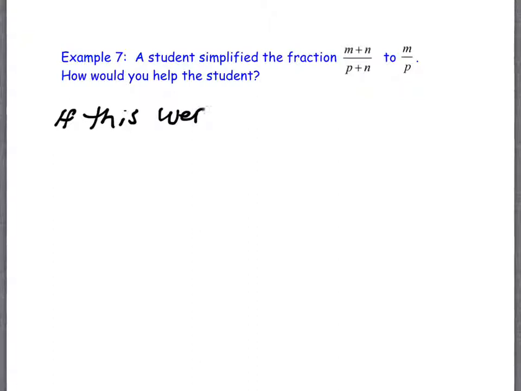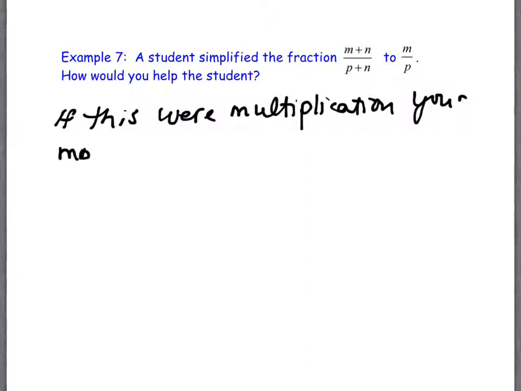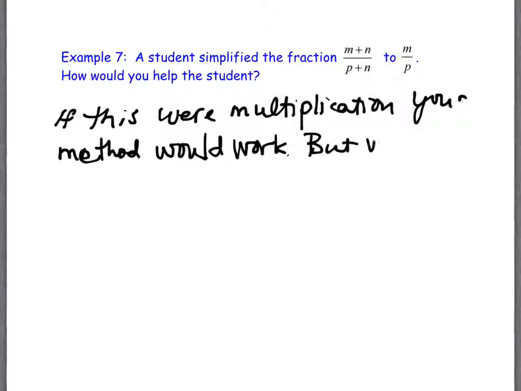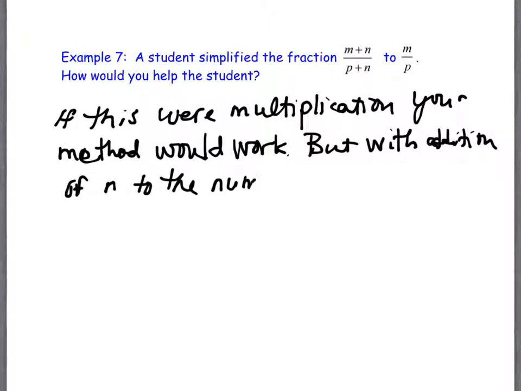If this were multiplication, you would be correct, or your method would work, or something like that. We'll say your method would work. But with the addition of n to the numerator and denominator, this isn't always true.